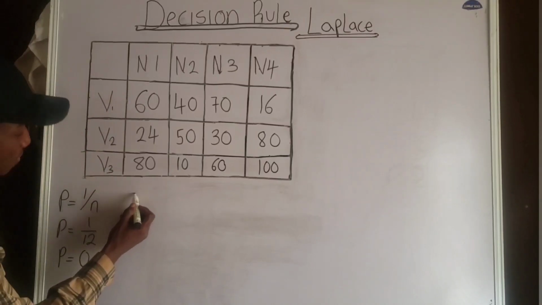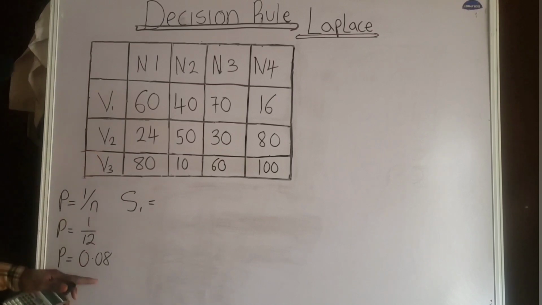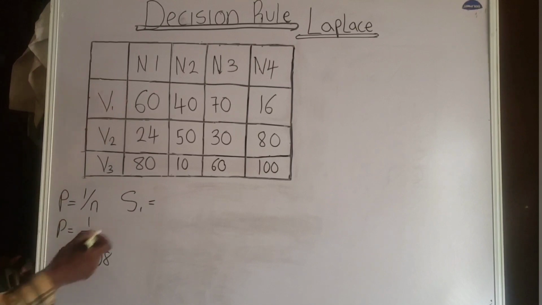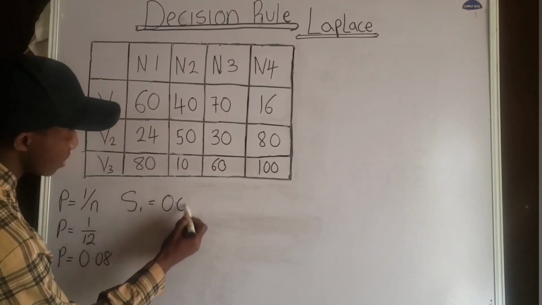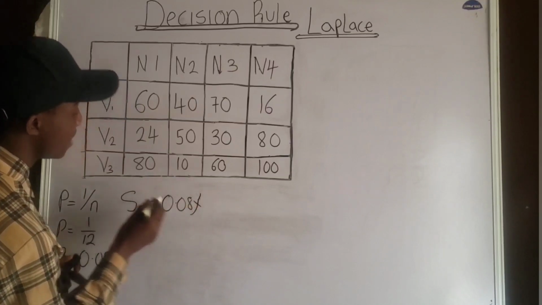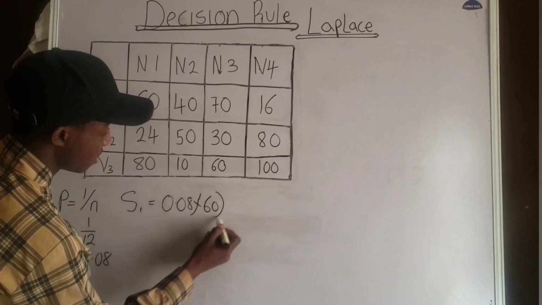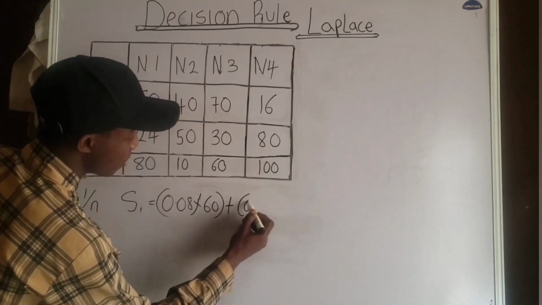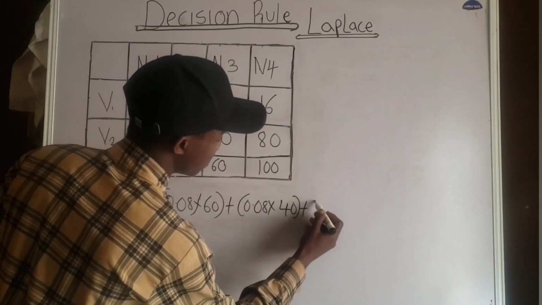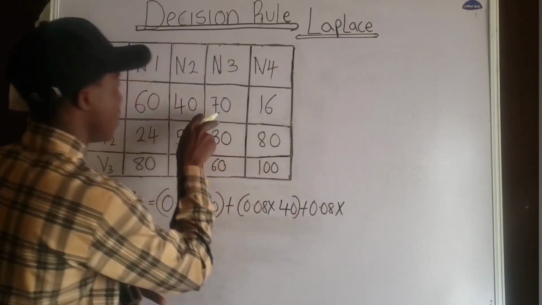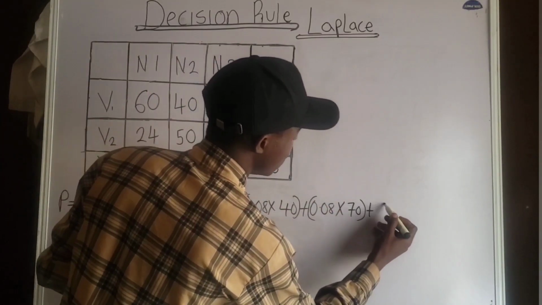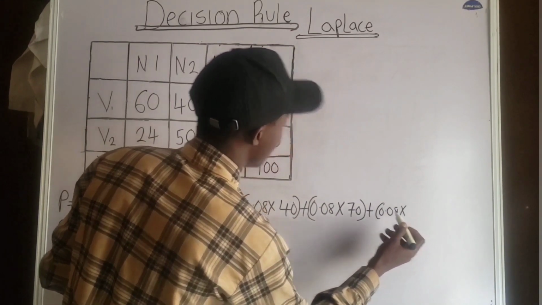For variety 1, I'm going to have S1 equals the probability index multiplied by how the variety behaves under the nature. So I'm going to have 0.08 multiplied by 60, plus 0.08 multiplied by 40, plus 0.08 multiplied by 70, plus 0.08 multiplied by 16.